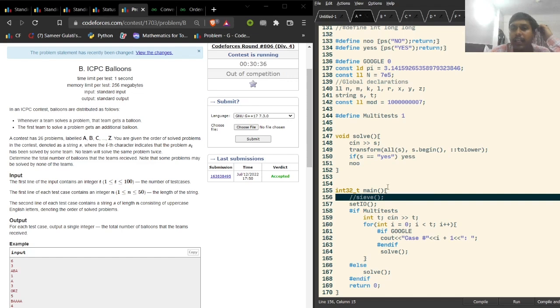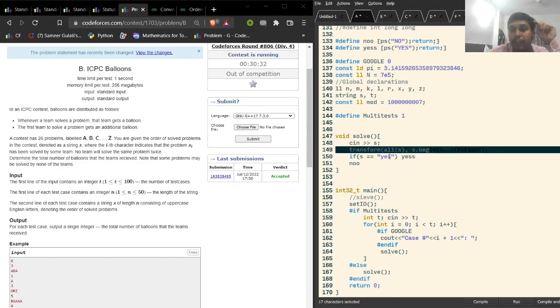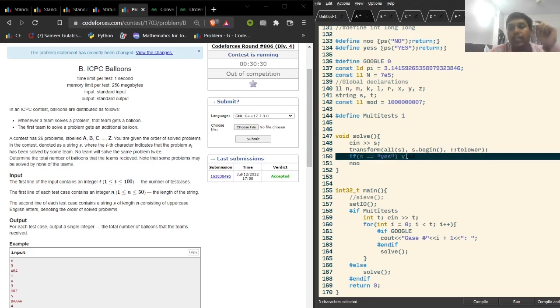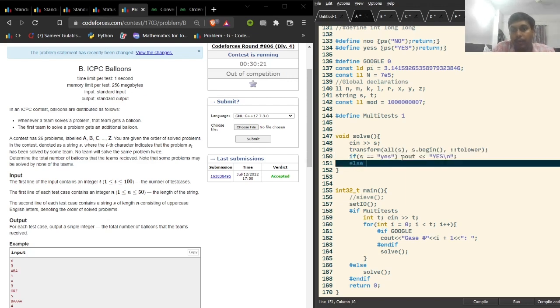Then A is very simple. You just have to convert it all to lowercase first and check if it is equal to yes. If it is equal to yes, you just print yes. So you could just cout yes, else you could just cout no, and that's how you can just submit it.